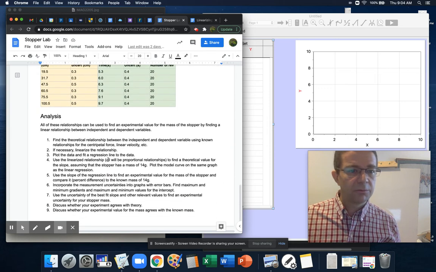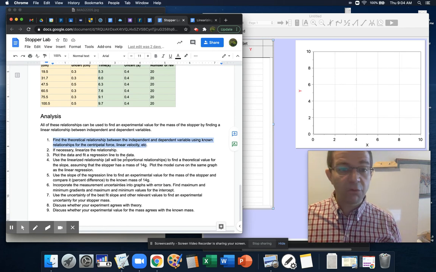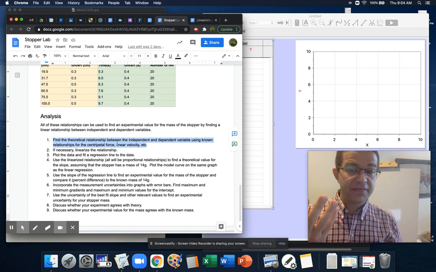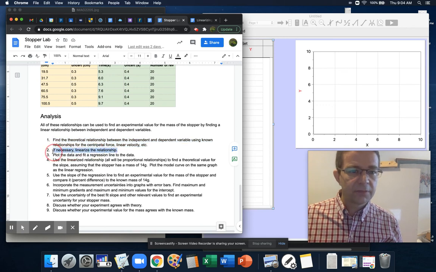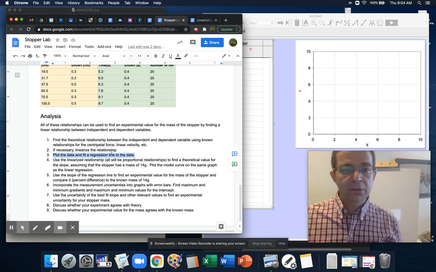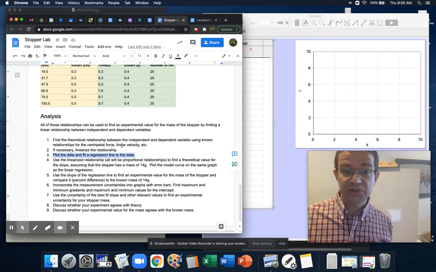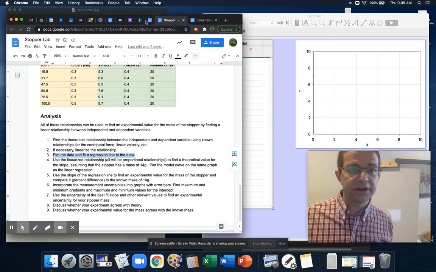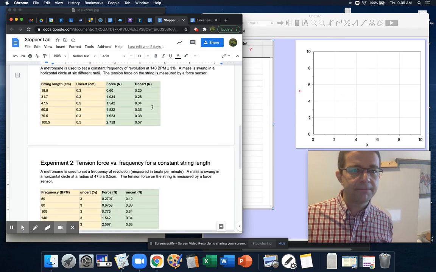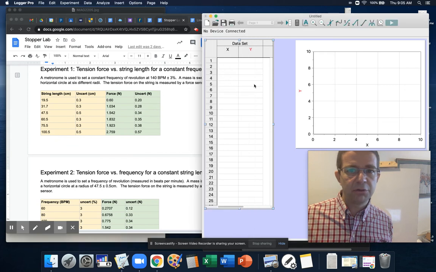Continuing on with the analysis, I have that theoretical relationship that I'm looking for between the force that we're measuring and the radius. It's already linear. And so now it's time to plot the data and fit a regression line. I am looking for the force versus the radius. So that's going to be pretty straightforward here. Let's go back up to the data, and I'll pull open a Logger Pro window.